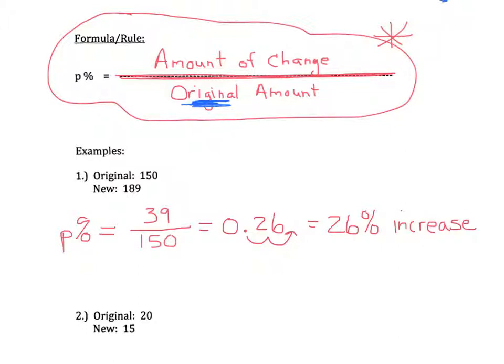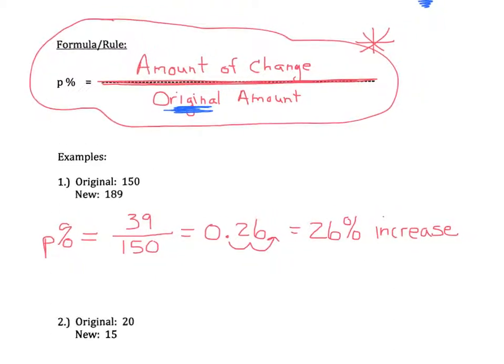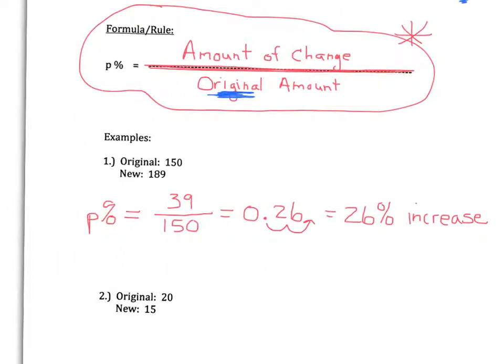How do I know it's an increase? Well, it started at 150. That was the original. And the new is what it ended up at, 189. That's going up. From 150 to 189, that's going up. So it's an increase. So it changed by 39. Compare that to the original. So you divide, you get your decimal, change your decimal to a percent, and then don't forget to tell whether it went up or down. Did it increase or decrease? All right, let's try the next one.